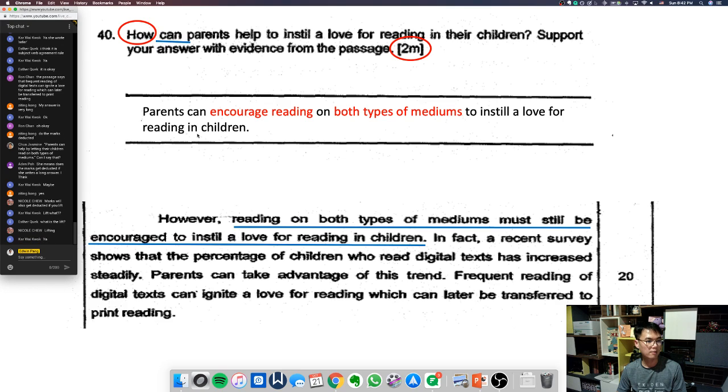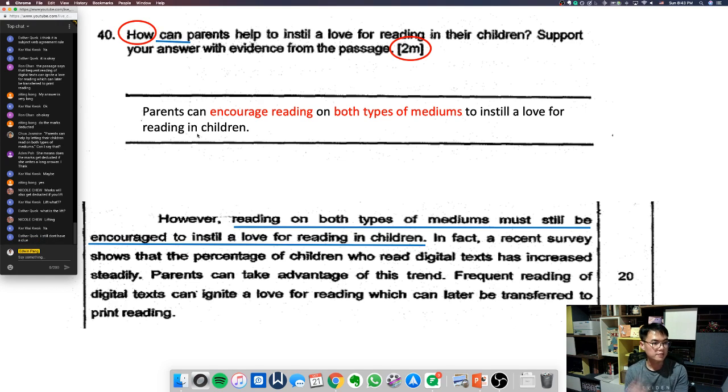Right, parents can help by letting their children read on both types of mediums. Yes, letting is the same as encouraging. So I'm going to accept Chun Hong's answer, 2 marks. Okay. Yes, marks will get deducted if you lift. That means if you copy the entire chunk of text that is not relevant to the answer. Yes, Nicole, that's true. We'll talk about that later, but focus on the answer first, okay?